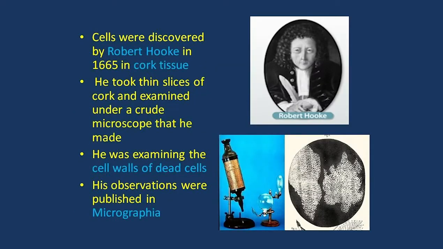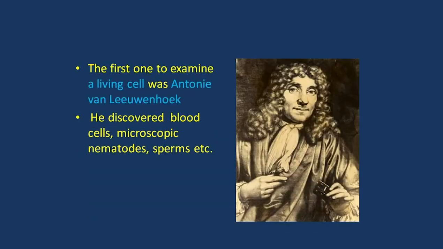Cells were discovered by Robert Hooke in 1665 in cork tissue. He took thin slices of cork and examined them under a crude microscope that he developed. Actually, he was examining dead cells. His observations were published in Micrographia. The first one to examine living cells was Leeuwenhoek. He discovered blood cells, microscopic nematodes, sperms, etc.